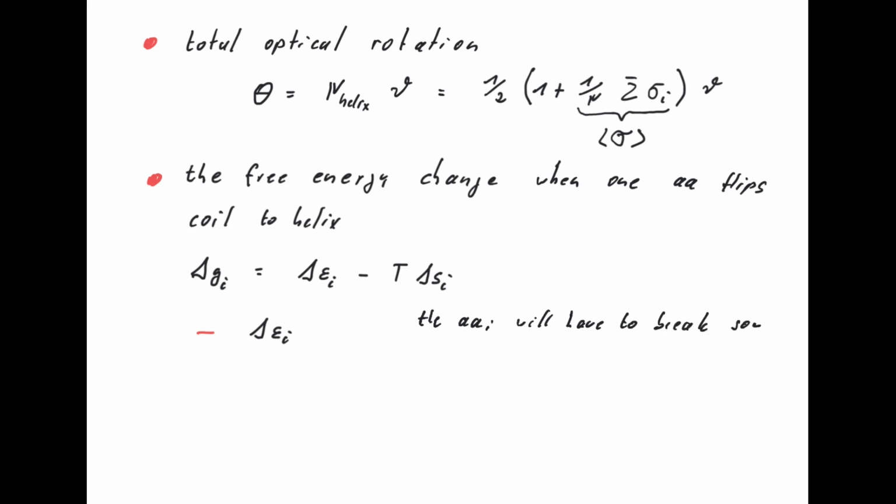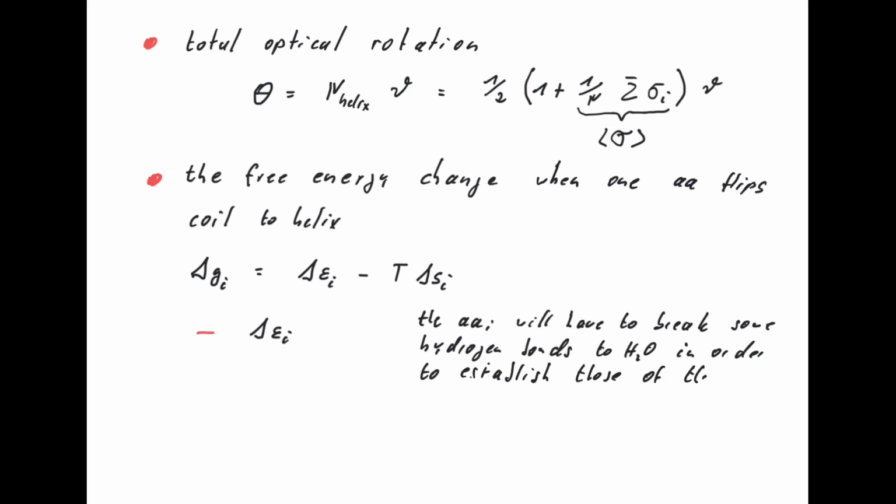Now formation of this bond will lead to a release of energy. Yet the hydrogen bonds to the surrounding water molecules will have to be broken. Adding all this up, typically this means that the formation of a helix will need energy, and delta epsilon i is larger than 0.